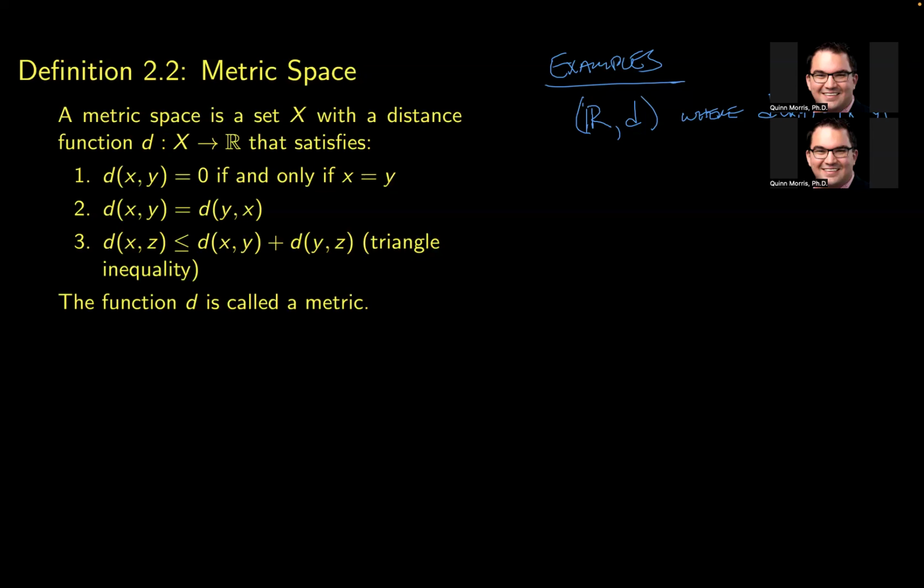It is true that the absolute value of x minus y is equal to the absolute value of y minus x. That's the second property. And the absolute value does satisfy a triangle inequality. So we've satisfied all of the properties of a metric. So the real numbers with the standard distance are a metric space.